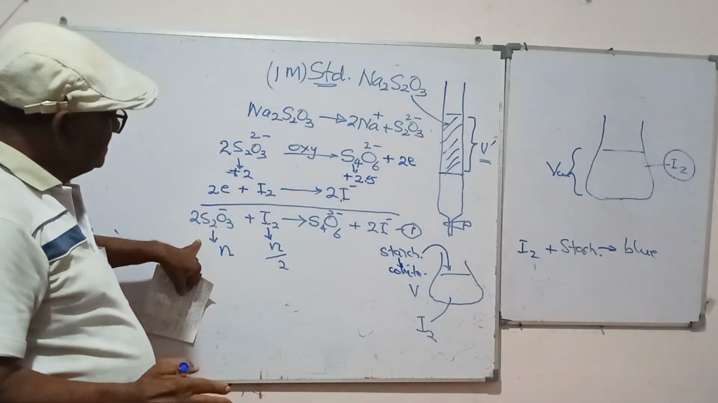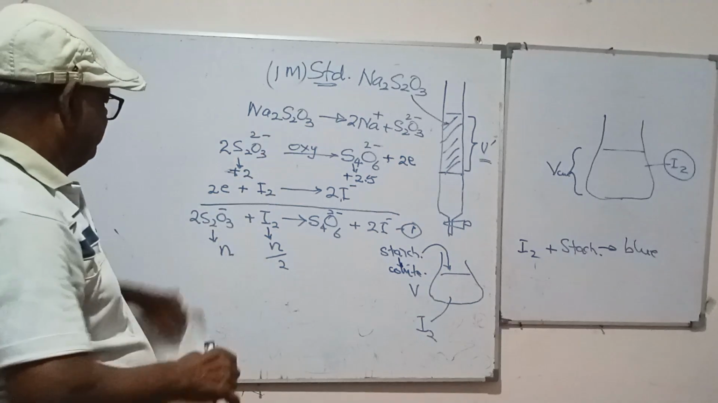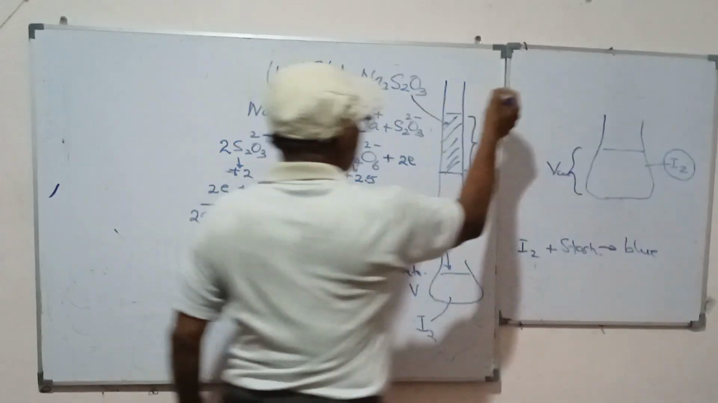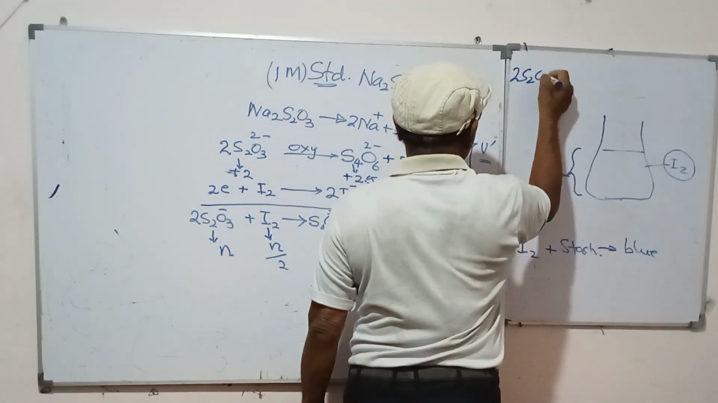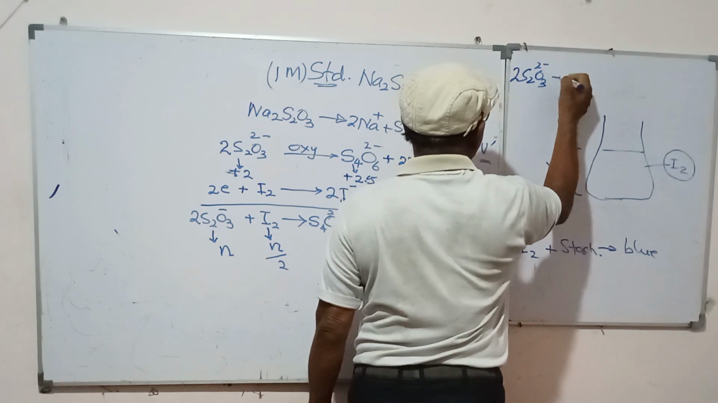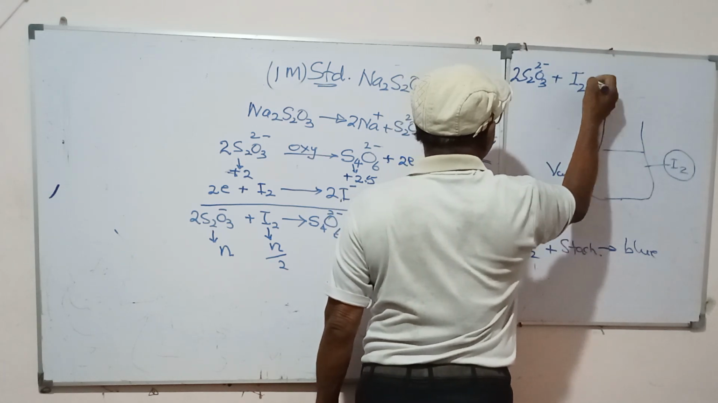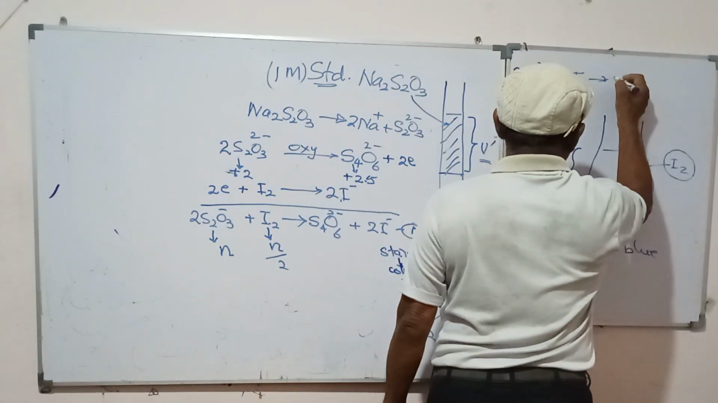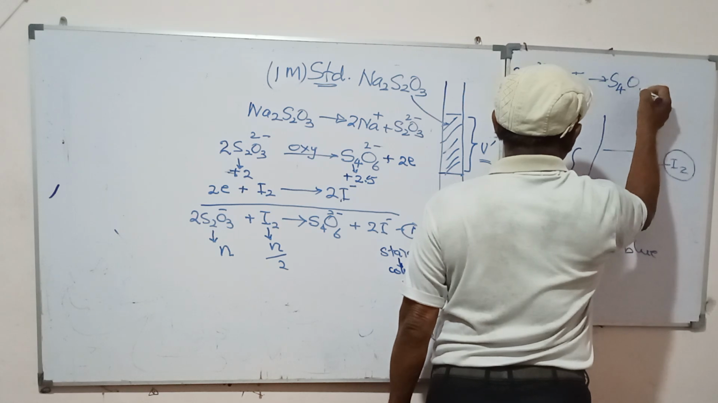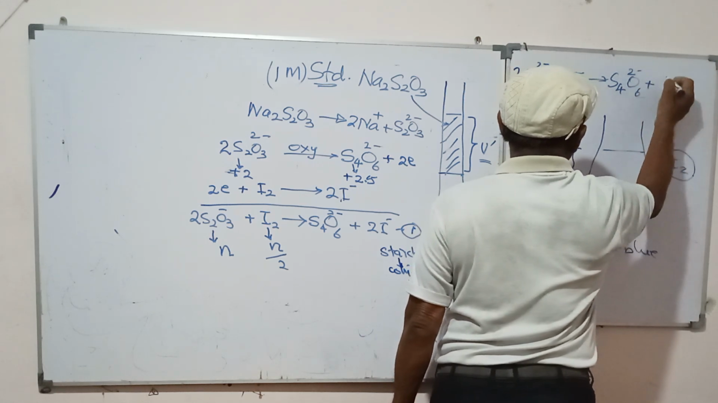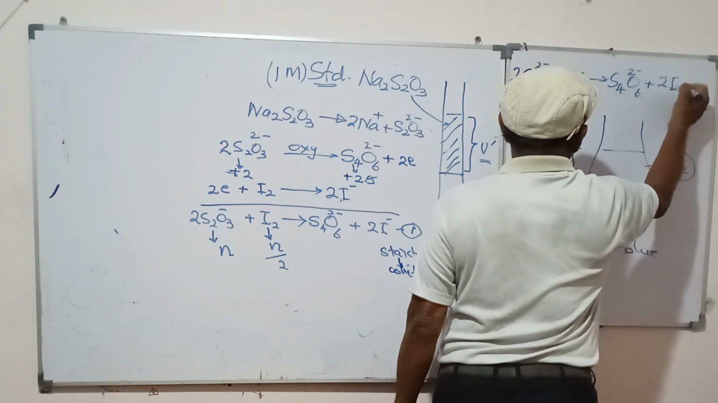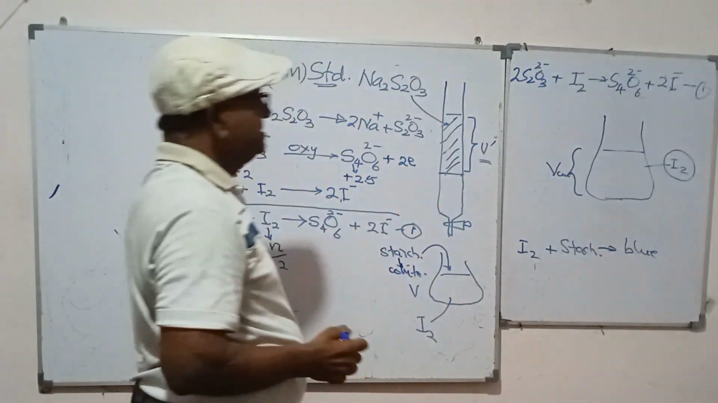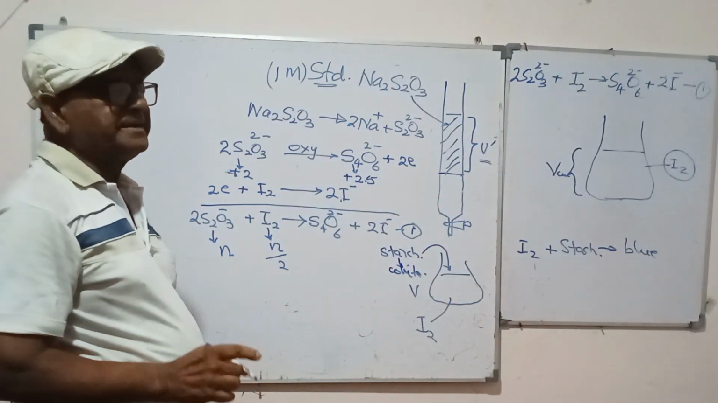Then this equation I write here. This is the required equation for the iodometric titration. Right? 2S2O3 2 minus plus I2 gives S4O6 2 minus plus 2I minus. The reaction 1. The iodometric reaction of the iodometric titration.